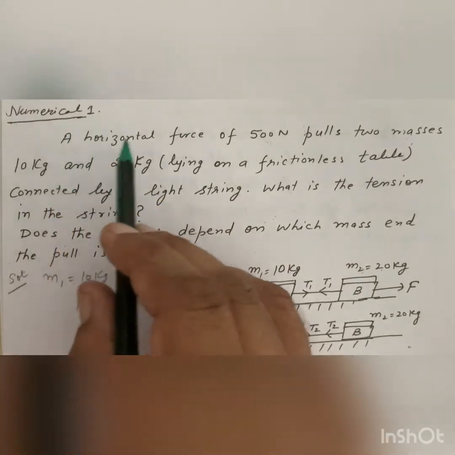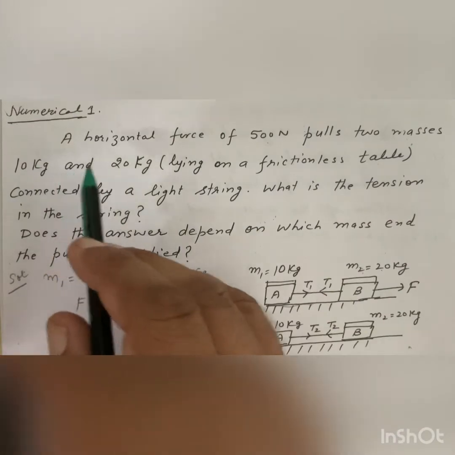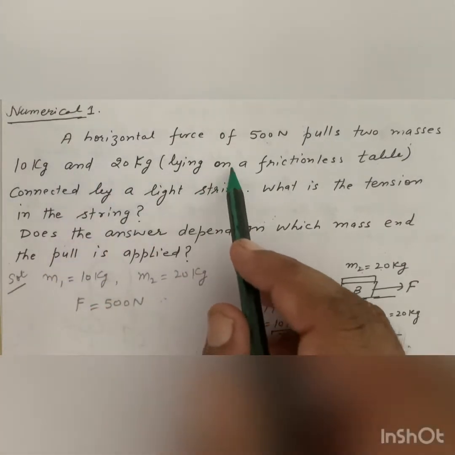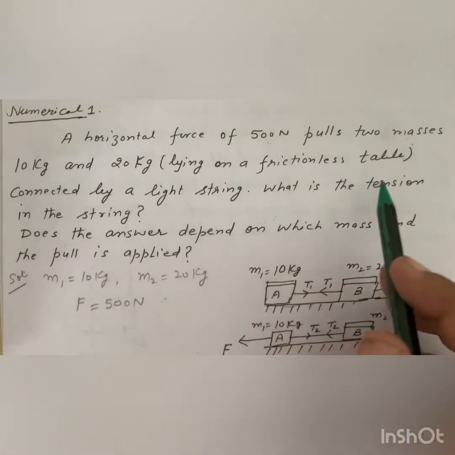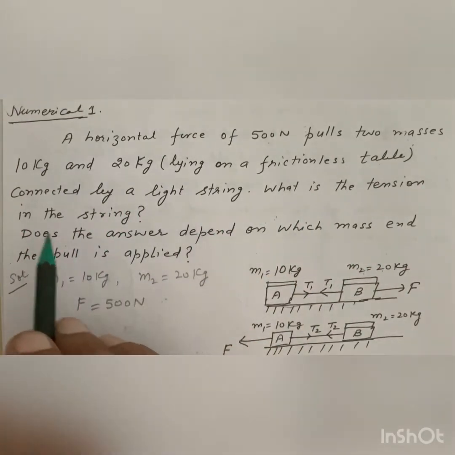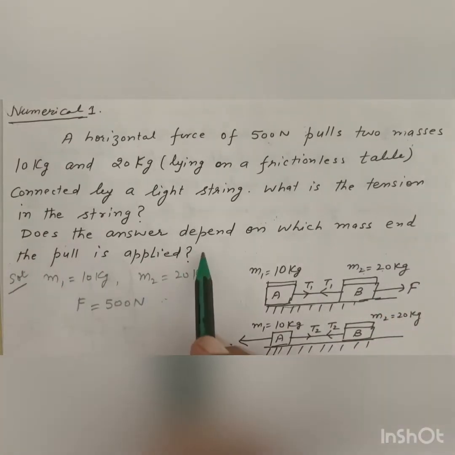Numerical 1. A horizontal force of 500 Newton pulls two masses 10 kg and 20 kg lying on a frictionless table connected by a light string. What is the tension in the string? Does the answer depend on which mass the pull is applied to?